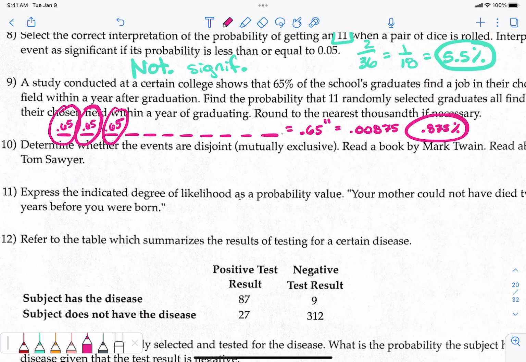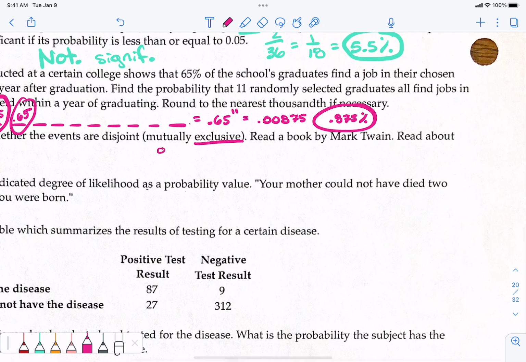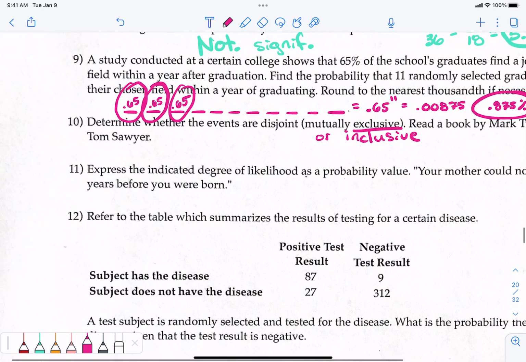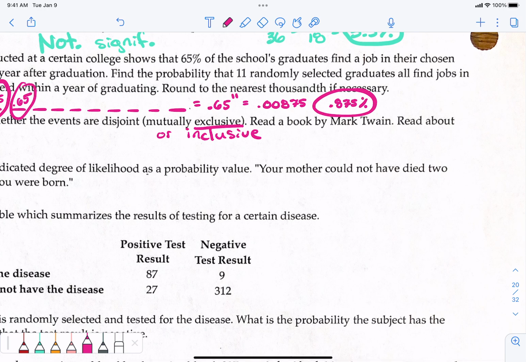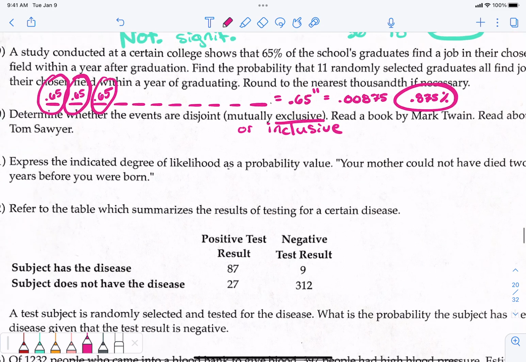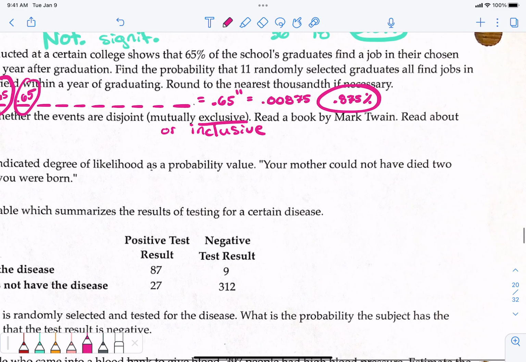Determine whether the events are mutually exclusive. I'm going to say or inclusive. Okay, and that's disjoint is another way of saying exclusive. Reading a book by Mark Twain and reading about Tom Sawyer. I don't know if I have any people who know this at all in here. I read this actually, and I watched the movie, but Tom Sawyer is in a lot of Mark Twain books.